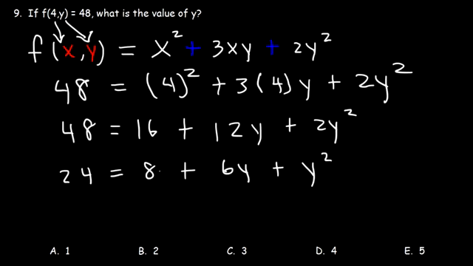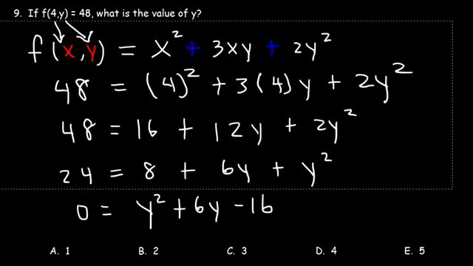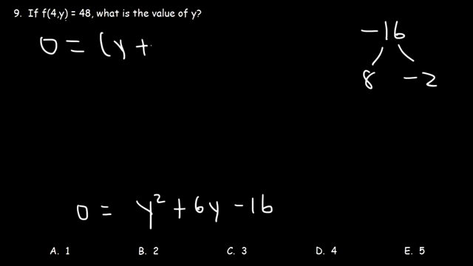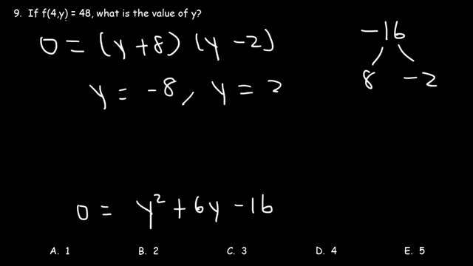And now let's subtract both sides by 24, and let's write it in standard form. So it's y squared plus 6y, and 8 minus 24 is negative 16. So let's go ahead and factor. What two numbers multiply to negative 16 but add to positive 6? So this is 8 and negative 2. So this is going to be y plus 8 and y minus 2. So therefore y is equal to negative 8 and it's equal to 2. 2 is the answer because that's the one that's listed. So B is the right answer.